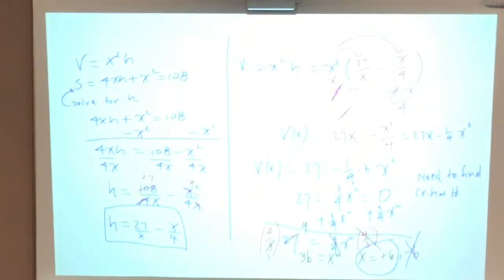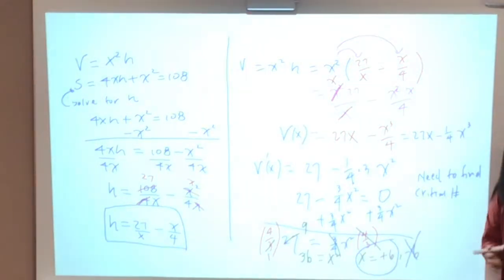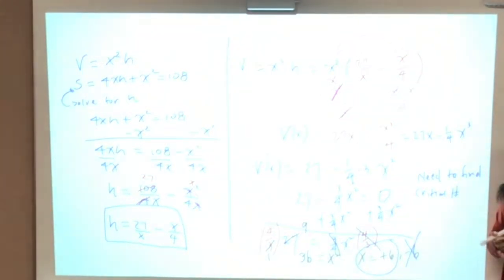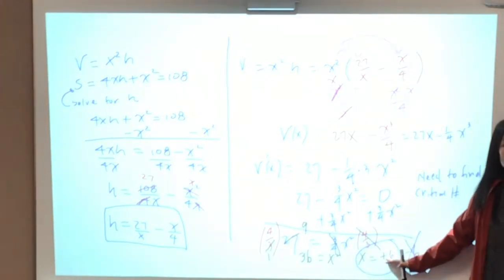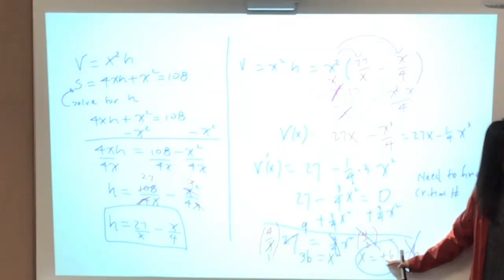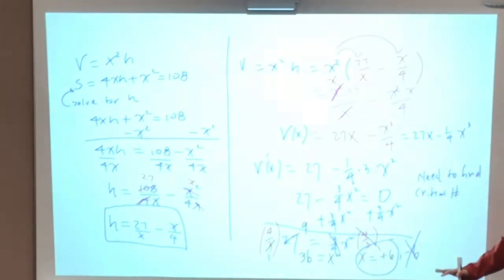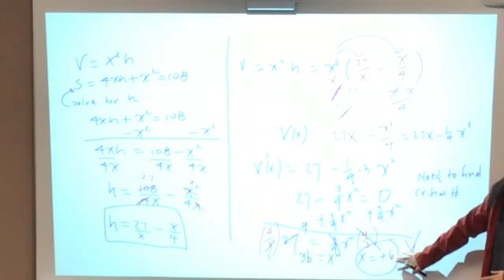So, this is what I got. I know this is my critical number, but how am I going to verify this is a maximum? You have to take a second derivative, and you plug this in, and you get what? Negative number as your second derivative, and that's a maximum. But I'm not going to go into that. But I know this is one of my answers. All right? So I'm not done yet.